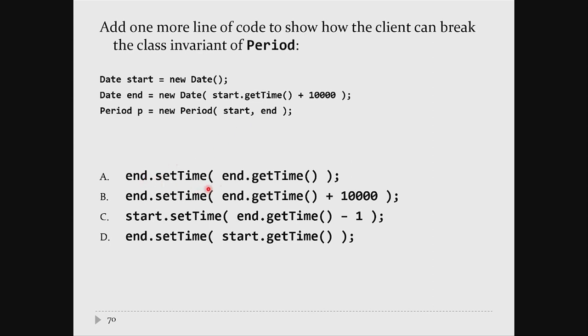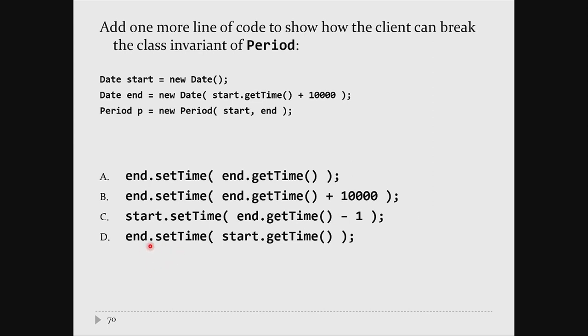You can kind of guess that setTime is going to set the time to whatever that value is. So end.setTime(end.getTime()) is not going to do anything. It's going to set the end time to the current end time. End.setTime(end.getTime() + 10000) moves the end time 10,000 units into the future, so that's not a problem. Start.setTime(end.getTime() - 1) makes the start time, I think, 1 second, or 1 millisecond, I don't remember which, before the end time. So that's not a problem.